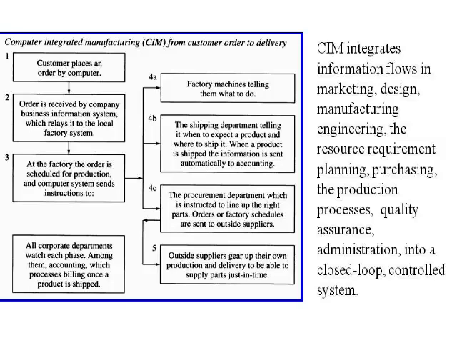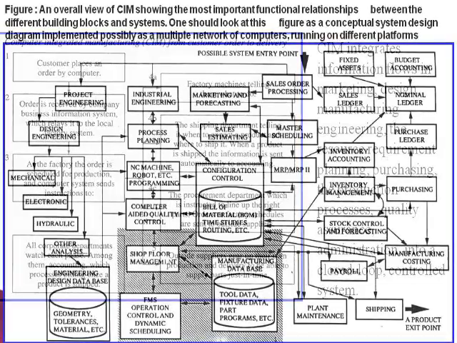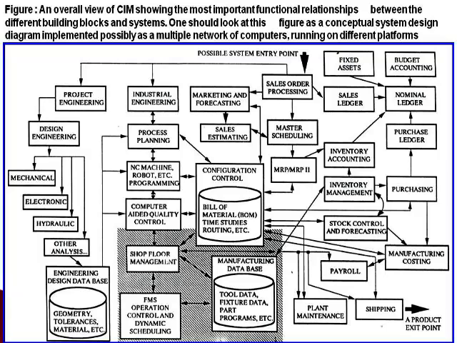Product and bill is sent to the customer, right? This is how CIM integrates all the functions of manufacturing. CIM integrates information flows in marketing, design, manufacturing, engineering, the resource requirement, planning, purchasing, production processes, quality assurance, administration into a closed loop control system. This is the total CIM.